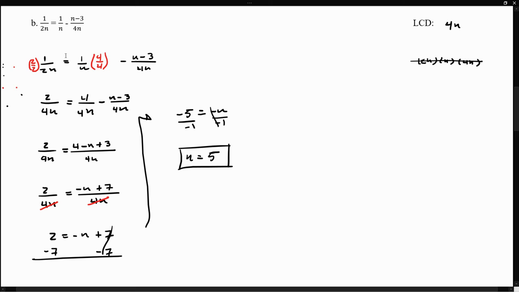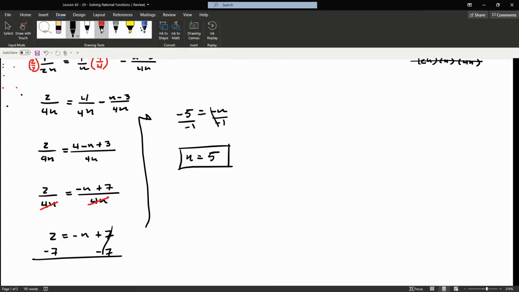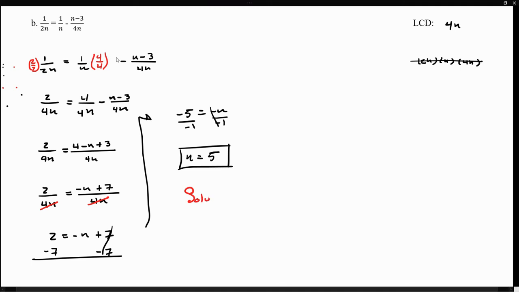And again, whenever we are solving rational equations, we always want to check if we have an extraneous solution. So let's check if 5 is going to give me a 0 in the denominator. Plug it into the first denominator, that gets me 10, so that's good. The second gives me 5, so that's good. The third gives me 20, so that's good. Notice that 5 never gives me 0 in the denominator, so that is my solution. So my solution is that n is equivalent to 5.